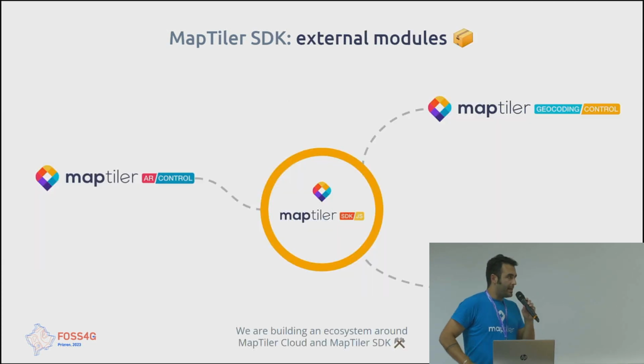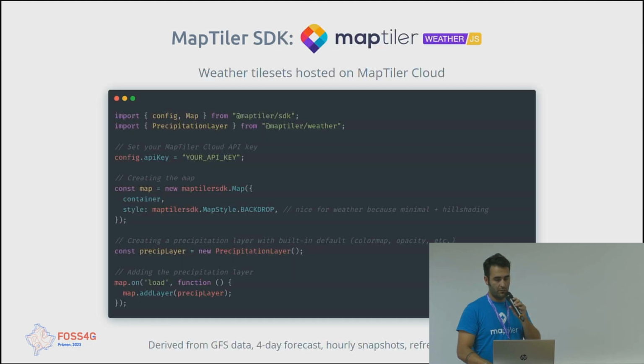So we are building an ecosystem around the MapTiler SDK and MapTiler Cloud. We have recently been working on the AR control that extrudes some of the map with terrain. We have a geocoding control as well. And we have been working on the weather layer that plays well with our SDK. So I thought I would give a short demo of that.